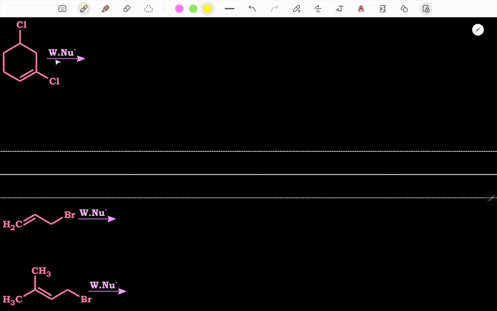Next one, alkyl chloride treated with the weak nucleophile. A double bond connected to the leaving group does not participate in the nucleophilic substitution. Now it is a secondary halide and weak nucleophile prefers SN1. Therefore here first we have to remove the leaving group and write down the carbocation.